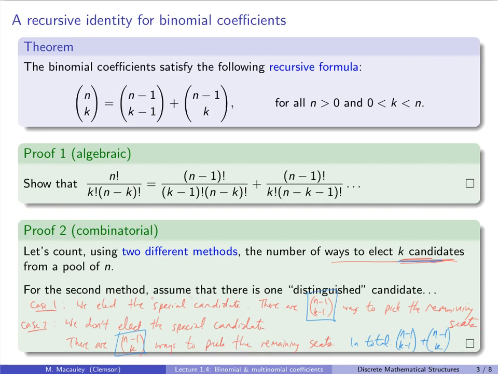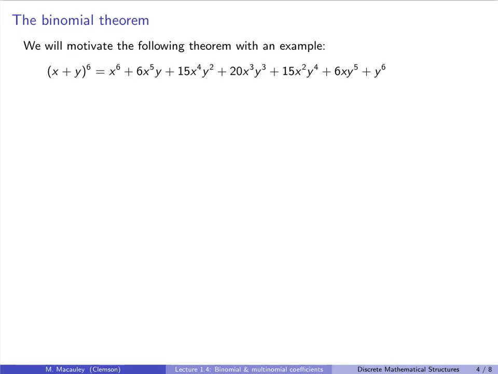More on this later. Now we come to something called the binomial theorem, and we will motivate this with an example. Notice that if you take x plus y, two variables, raise it to the 6th power, and you multiply it out, you get x to the 6th plus 6x to the 5th times y plus 15x to the 4th y squared plus 20x cubed y cubed plus 15x squared y to the 4th plus 6x y to the 5th plus y to the 6th. I'll let you check the details if you want, but let me ask you, do these numbers here, these coefficients, look familiar? They might, because they are binomial coefficients.